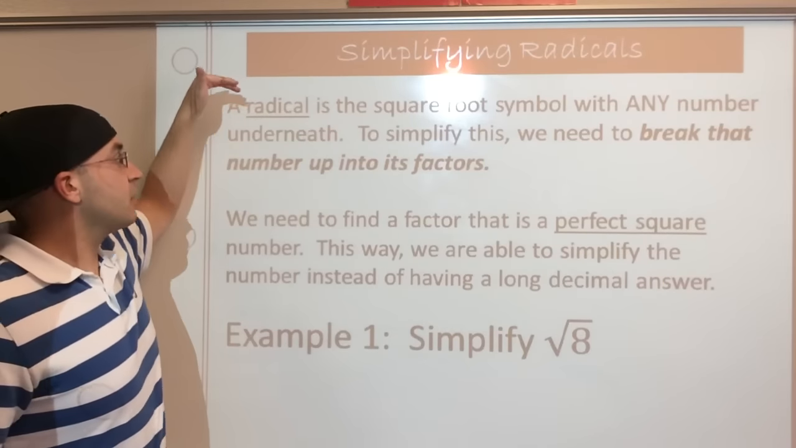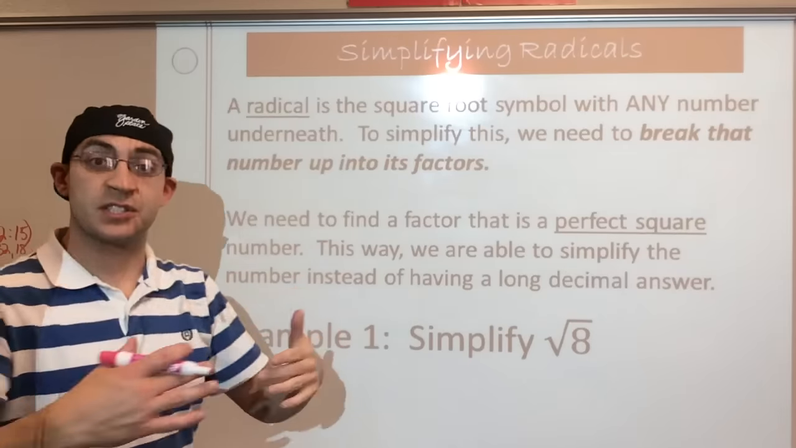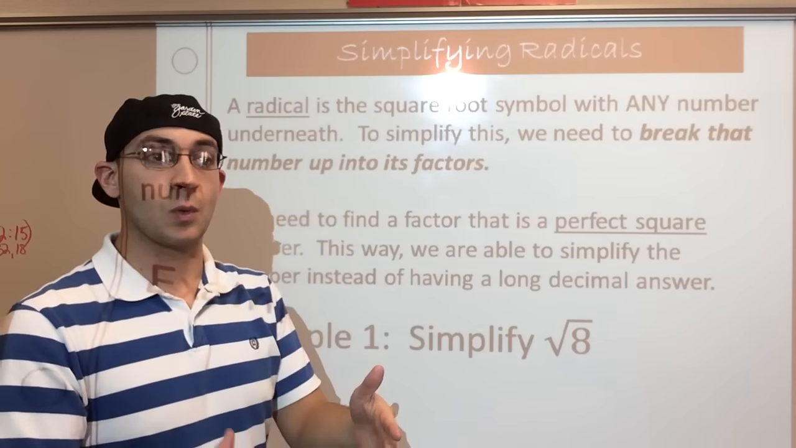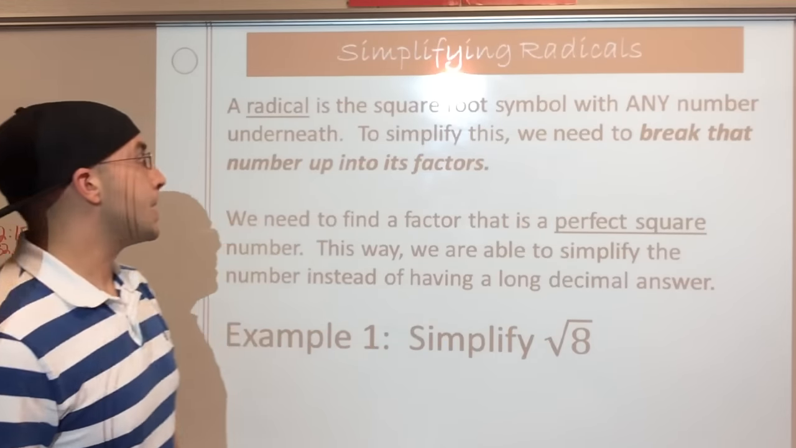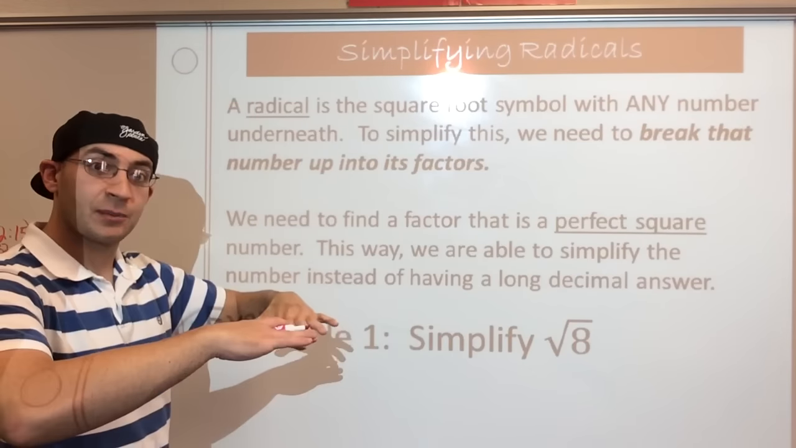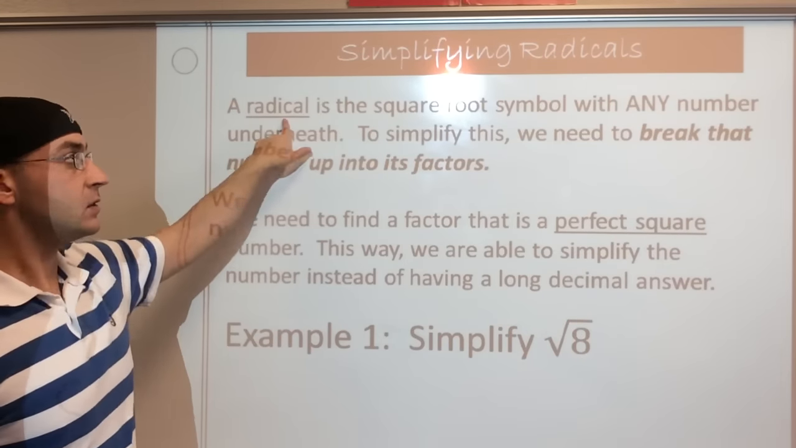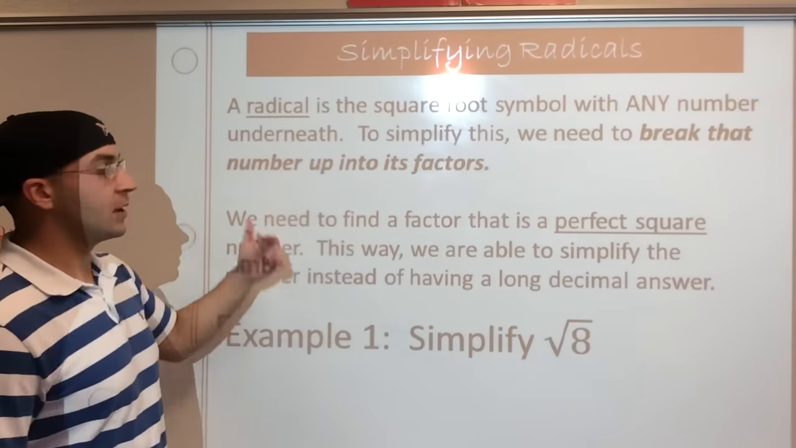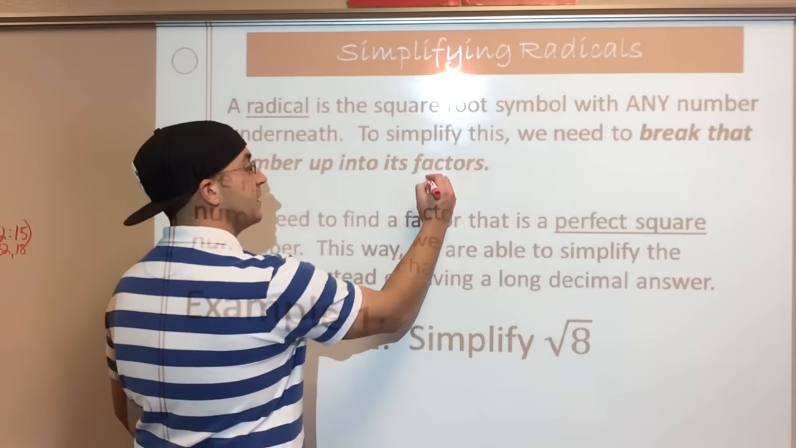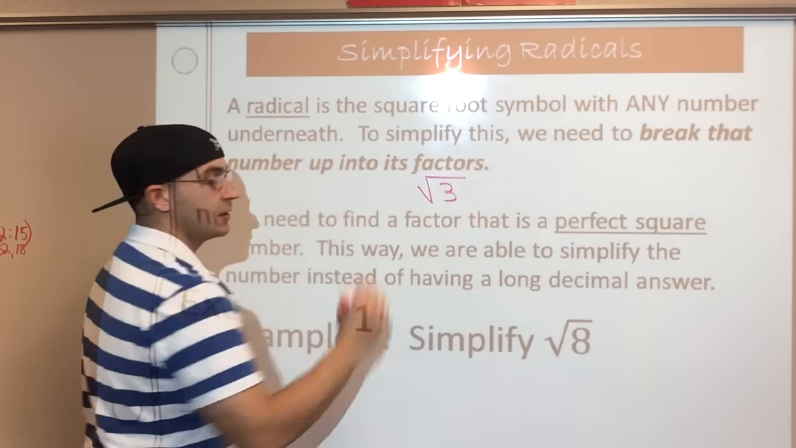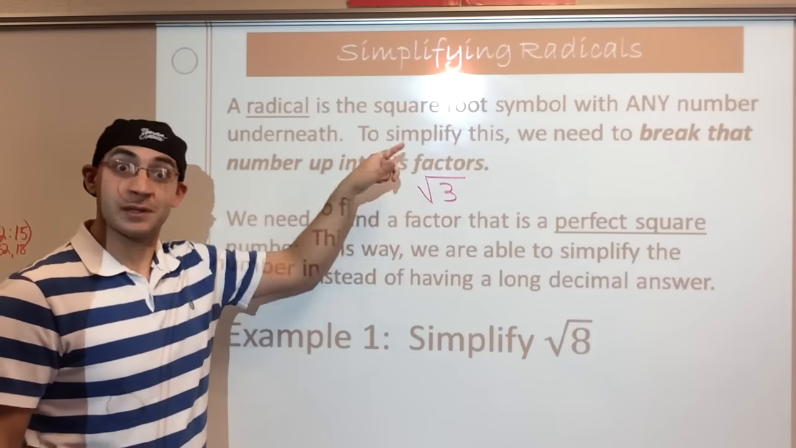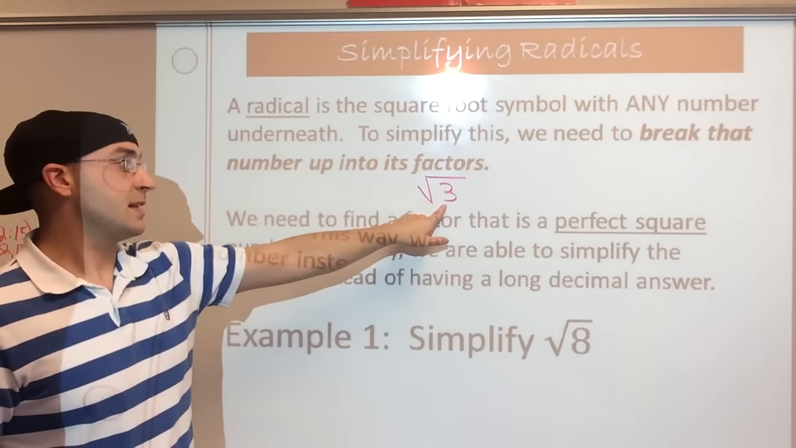Simplifying radicals. Simplifying radicals is a really big deal. It's the first step in understanding how radicals work within the system of this first unit. So let's break it down by definitions first. A radical is the square root symbol with any number underneath. So very easily, that's a square root and that's a number. Now, that's irrational if you remember from the last video, but that's a radical and that's a number underneath it.